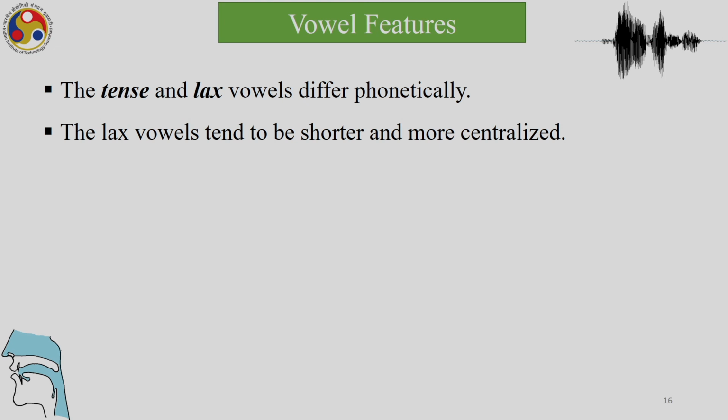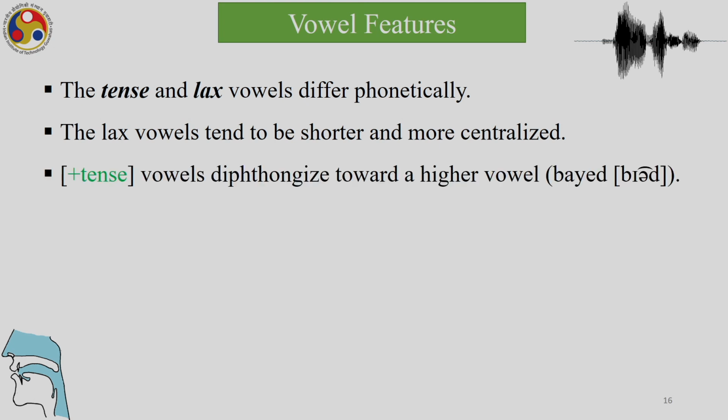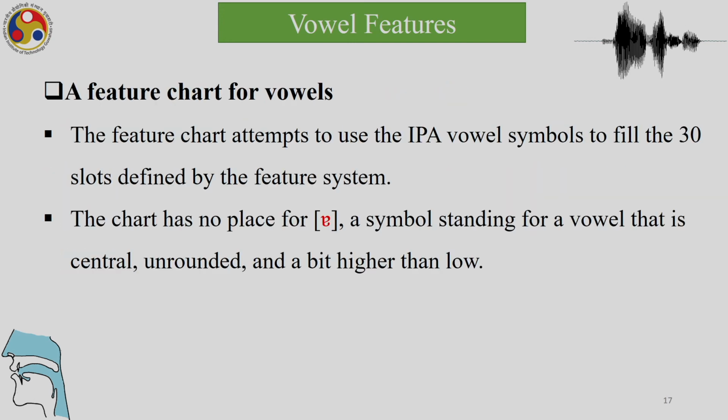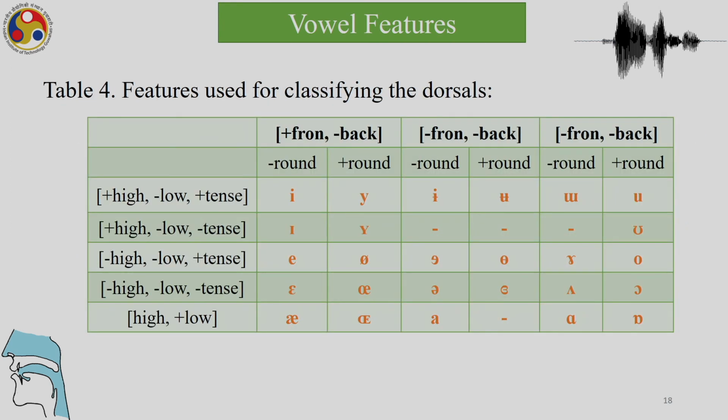The lax vowels tend to be shorter and more centralized, and the plus tense vowels diphthongize towards a higher vowel, and minus tense vowels diphthongize with an inserted schwa, as in bait. So, we have seen the feature chart for vowels in the last lecture.